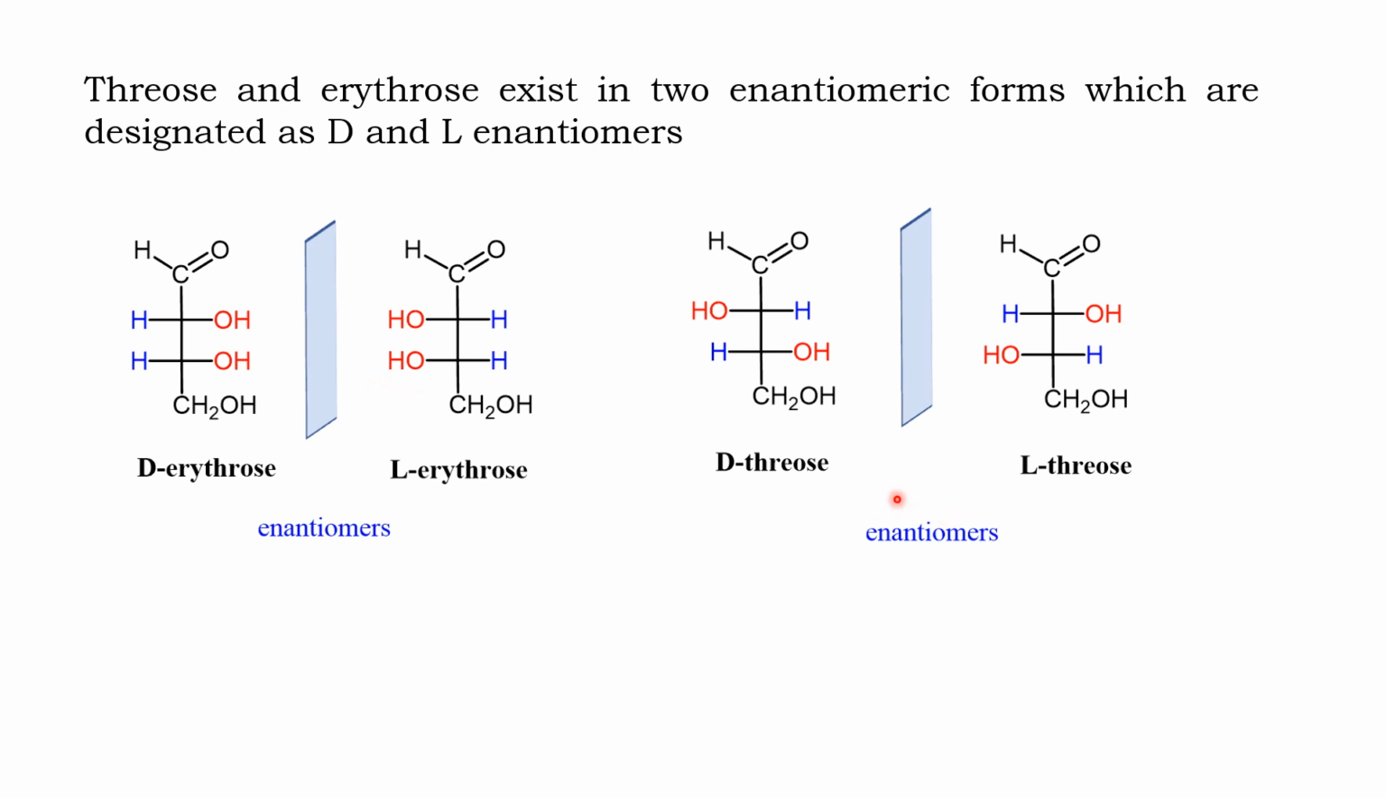Similarly, see the threo molecule. In the first threo molecule, see the last carbon atom, the asymmetric carbon atom. In this carbon atom, the OH group is on the right hand side. Hence it is a D configuration. So it is D threo. See here, the last asymmetric carbon atom, the OH group is on the left hand side. Hence it is L threo. That means a threo molecule could be D or L, and an erythro molecule could be D or L. You got it? Take down.